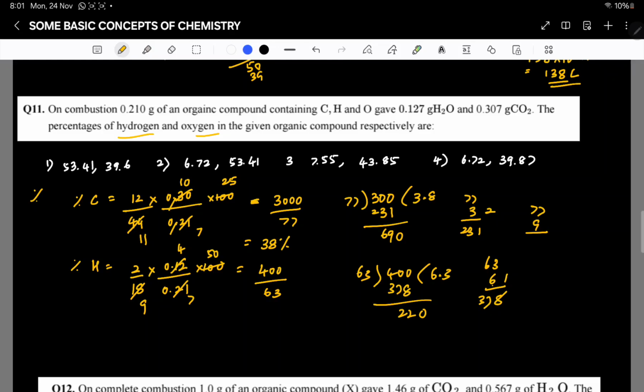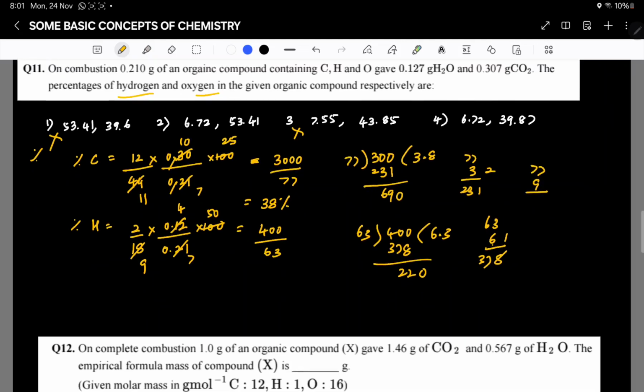So 6.3, we are getting 6.3. So the percentage of hydrogen is equal to 6.3. So the closest answer is 6.72. 53 we can eliminate, that option is wrong, and our answer may be either 2 or 4 only, right?